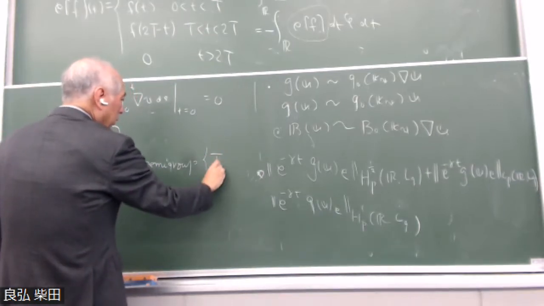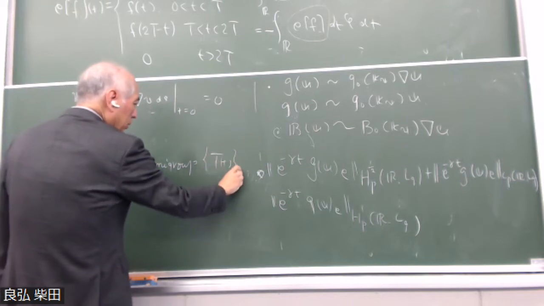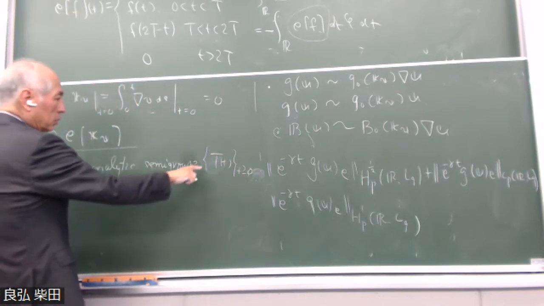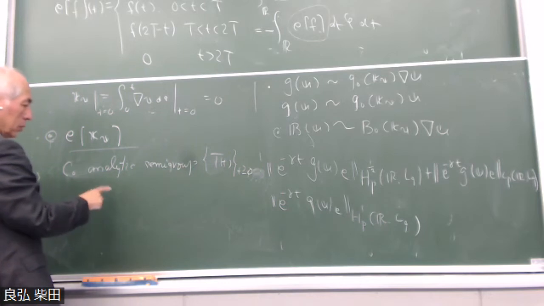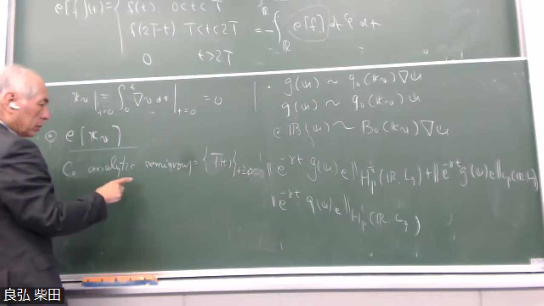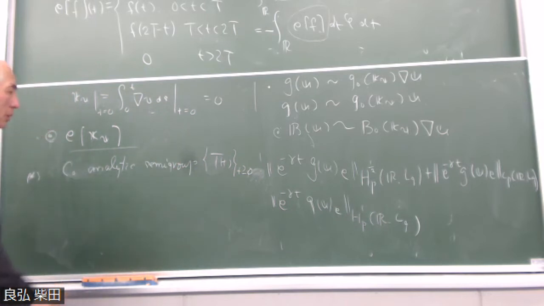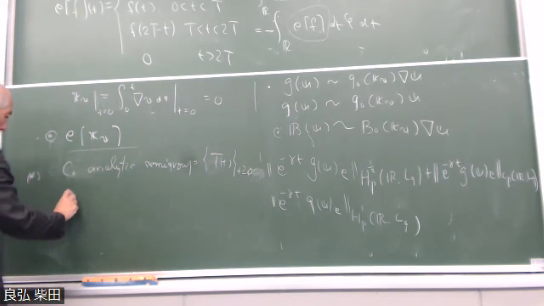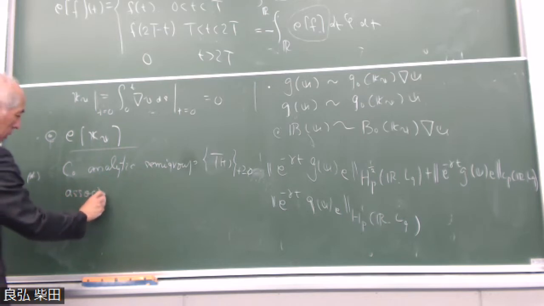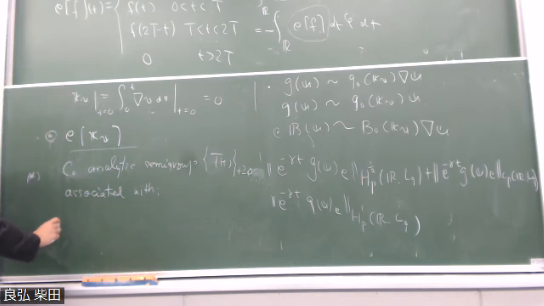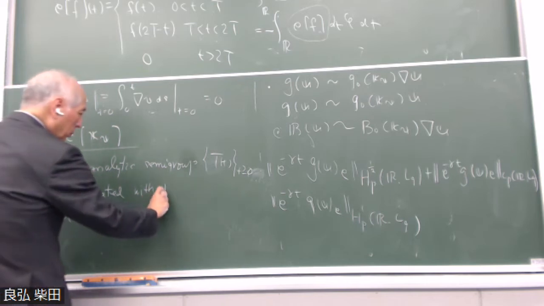Okay, let's say T. Sorry. Why do I use capital T to represent the continuous analytic semi-group? I don't know the reason, but this is my custom. Capital T. Anyway, this analytic semi-group is associated with the Stokes problem.